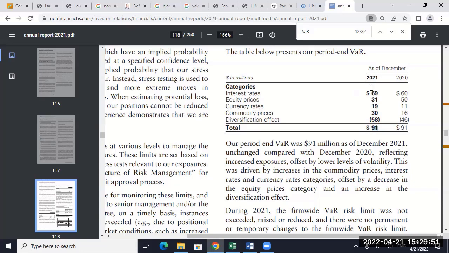They show you 2020 versus 2021. You see it's about the same. They have what they call a diversification effect. That's that correlation I was talking about. What they're saying there is 5% of the time, we expect to lose $69 million because interest rates changed. 5% of the time, we expect to lose $31 million or more because of the stock market. $19 million because of currencies. $30 million because of commodities. However, these 5% events will not all happen at the same time. So you're not going to get a 5% event on interest rates happening at the same time as a 5% event on equities. And because of that, $58 million of risk goes away when you combine the four different things. That's that correlation effect.